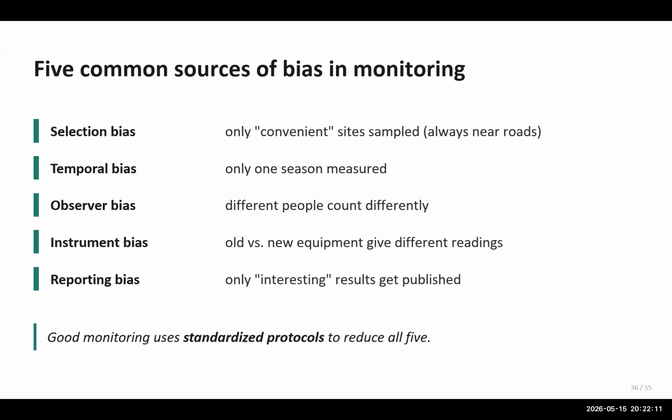Another one is the temporal bias. You only measure during one season, maybe the one where you are expecting more pollution, maybe the rainy season. Another example could be the observer bias. Different people count differently because they have different abilities. One person will find one number, and if another person tries to measure with the same method, they will find another result. That is called the observer bias.